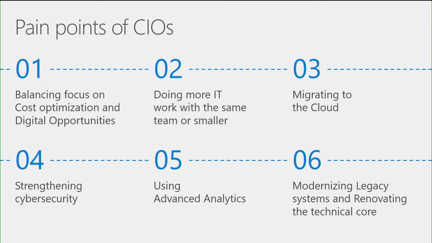Migrating to the cloud, taking all that information and data you have and moving it into the new world. And also doing that by strengthening your cybersecurity, right? Privacy, transparency, compliance, all of those things are top of mind for CIOs. Number 5, using advanced analytics. As I mentioned before, these have been on the radar for executives for over a decade. And lastly, modernizing legacy systems and renovating your technical core, which basically means taking all of our old stuff, making it work in the new world, and then changing the engine of the core of our technology.